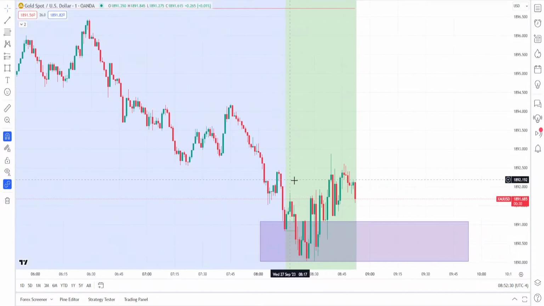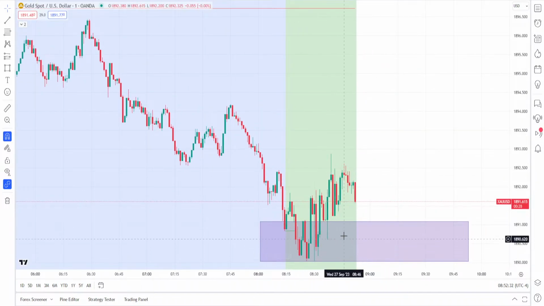We may still get that trade we're looking for. We're waiting. Gold could reach down here as long as it's before 9:10 and we get a signal down here. We will look to take it.